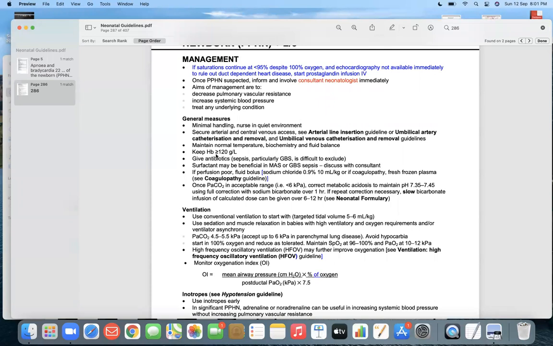Keep hemoglobin more than 120 grams per liter. This is basically 12 grams. He's telling per liter. If you calculate for deciliter, it will be 12, right?